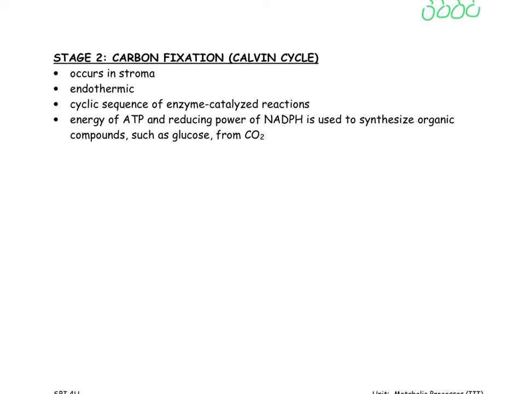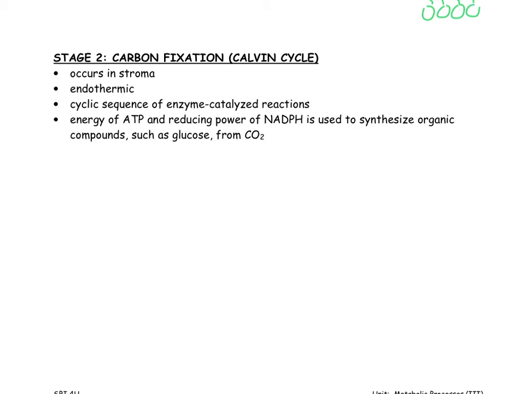So again, we're seeing another element of photosynthesis that should remind us of cellular respiration. We have a cycle, a cyclical process. Of course, the Krebs cycle is what was cyclical in cellular respiration, but in photosynthesis it's referred to as the Calvin cycle. It's where we take carbon and we fix it into glucose.